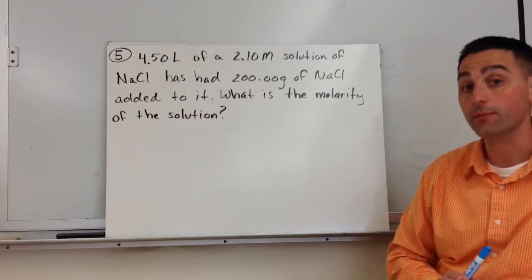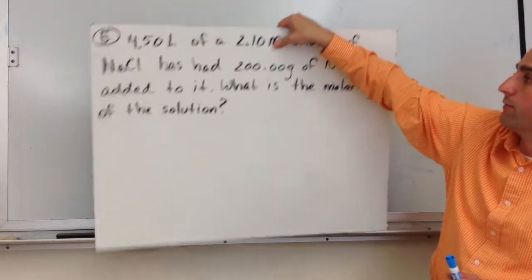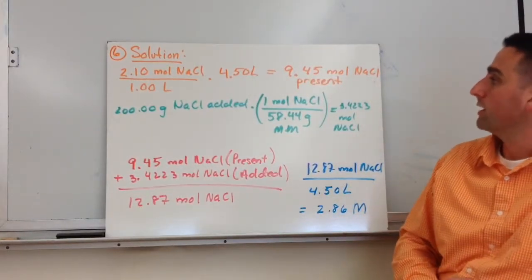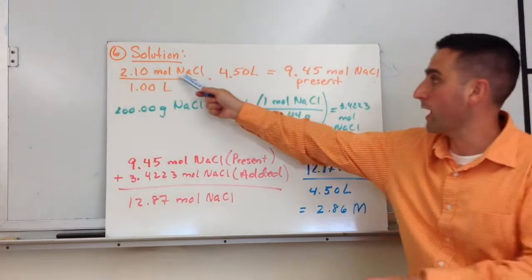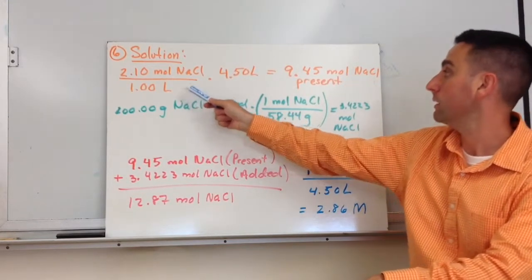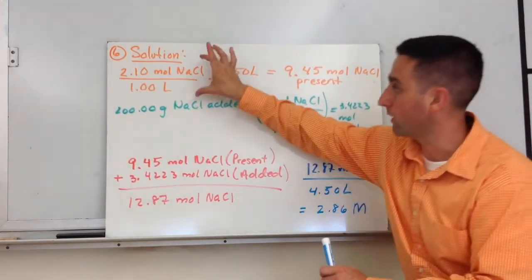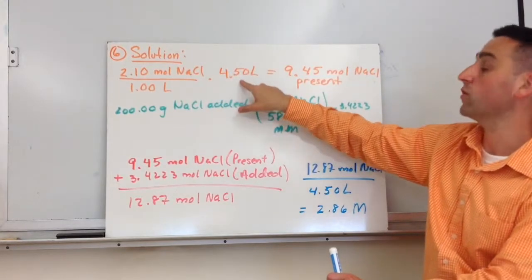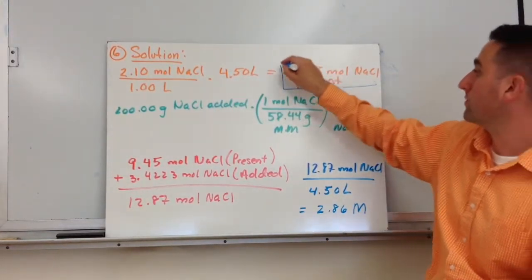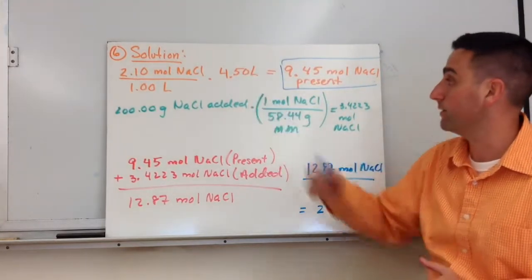Let's see how you matched up, okay? How you compare to what we have. All right, our solution. Okay, so in orange here, here's my molarity, right? 2.10 moles per 1 liter, and the total volume is 4.50. So I take my molarity, and I multiply it by my total volume, and this tells me how many total moles of sodium chloride are in my 4.5 liters.